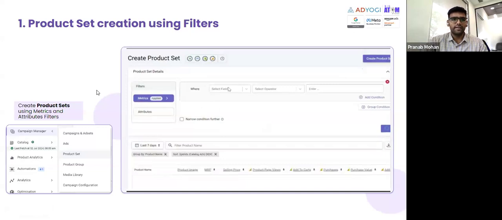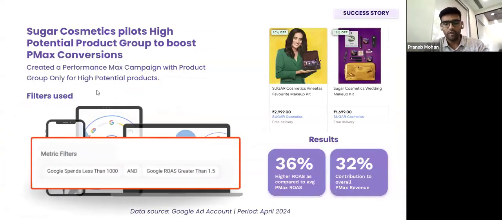Now, with the feature currently available, we have launched that in Sugar Cosmetics, where we were able to launch a high potential product group within Sugar Cosmetics, and saw 36% higher or incremental ROAS as compared to the average PMAX ROAS, which overall contributed to a 32% jump in revenue generation for Sugar Cosmetics. So this is the power that an intelligent product segment or a top performer product segment can have on your brand, where you're able to exponentially grow your products based upon the performance of your product from multiple data sources using the Big Atom dashboard.